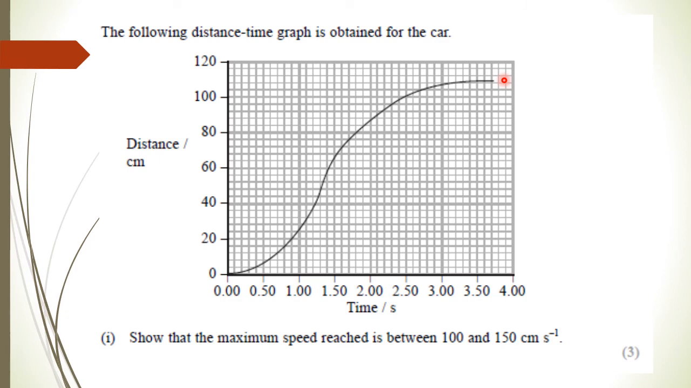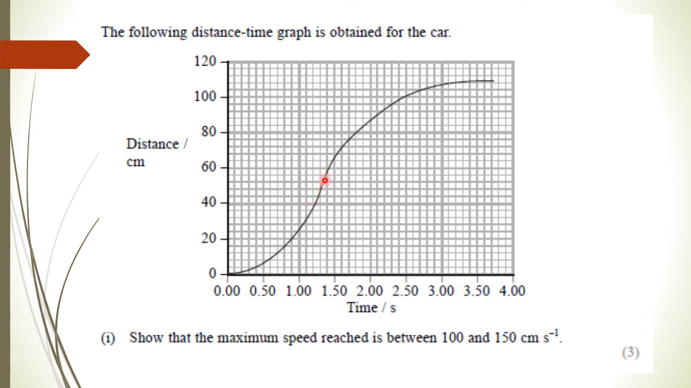So we can closely observe this graph. At the beginning, the gradient is 0, then the gradient is increasing. Here the gradient is increasing, and at this point the gradient is maximum, and then the gradient is decreasing, and at last the gradient is equal to 0 at this point. So here we have to find the maximum speed. Maximum speed means maximum gradient. So we can find the gradient at this position.